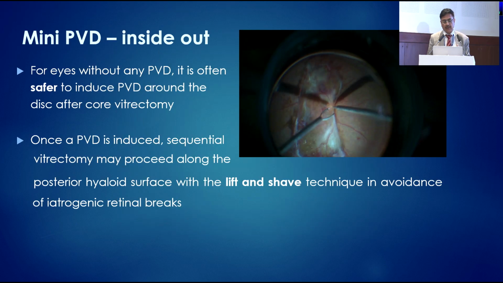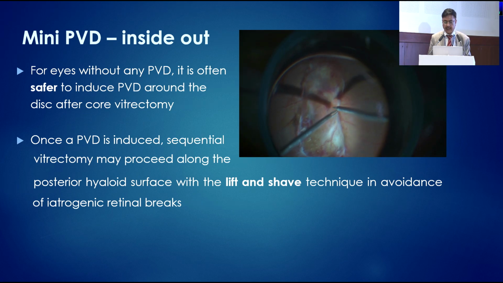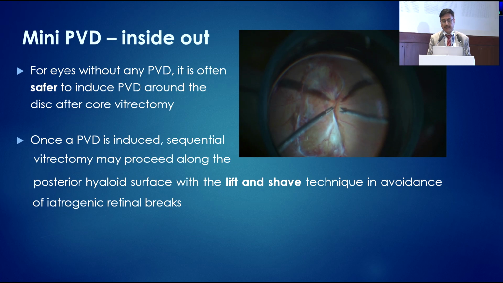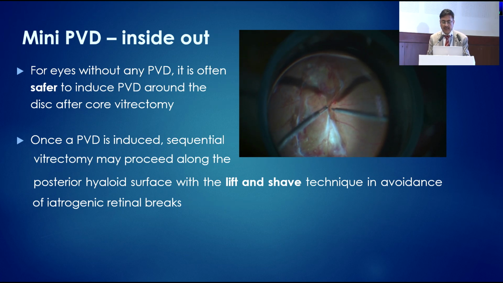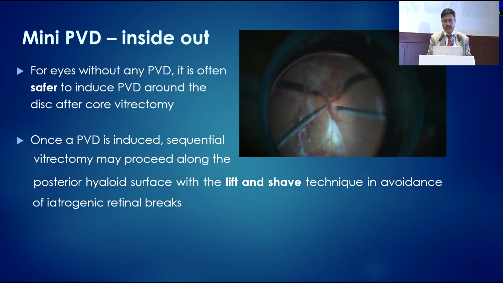Here is the inside-out method as it was being discussed, mini PVD as Sangeet calls it. You begin near the disc, create a PVD, and then you proceed along the planes. And sometimes you have to create an opening near the hyaloid, as you would see in a later film. So you begin near the disc, inside-out method. So these are very important preventive steps to prevent recurrences.